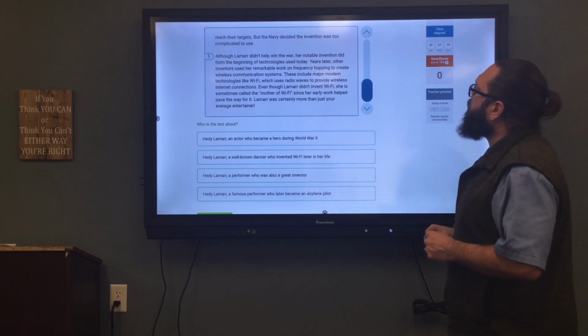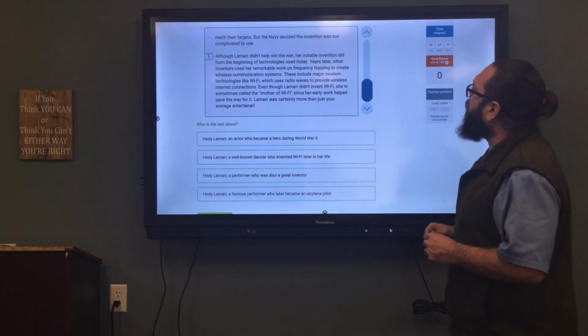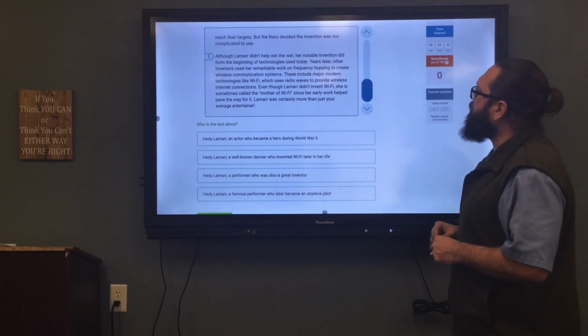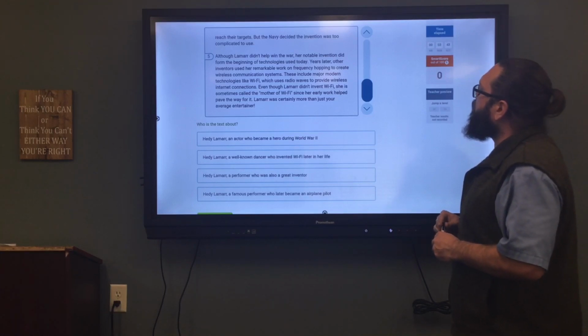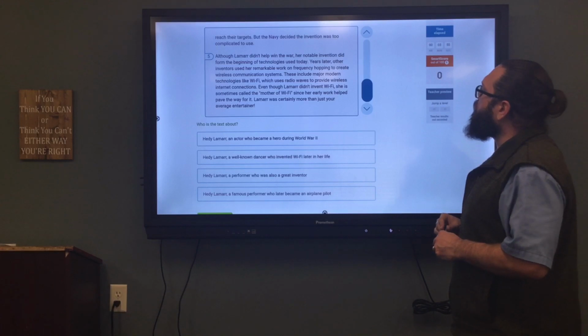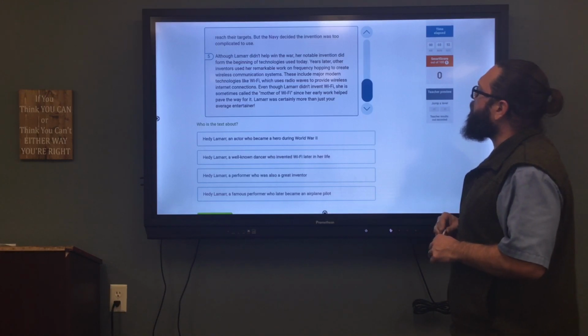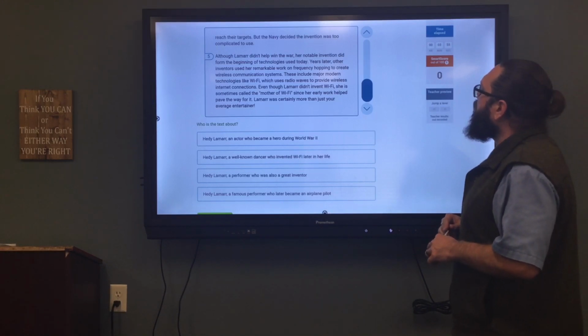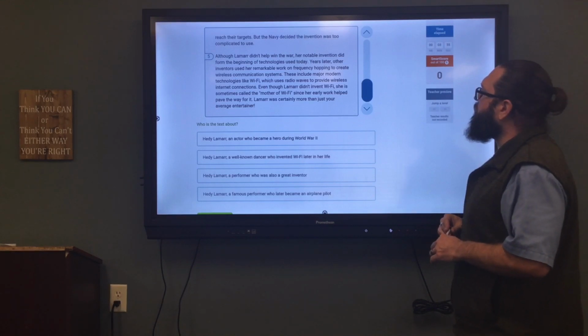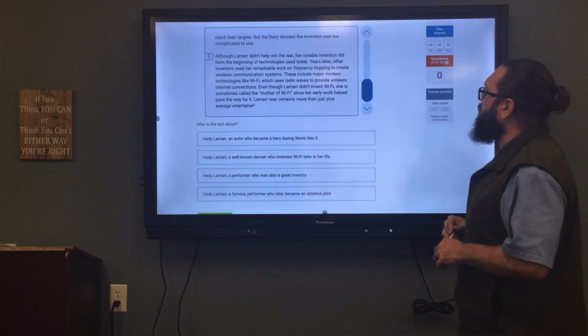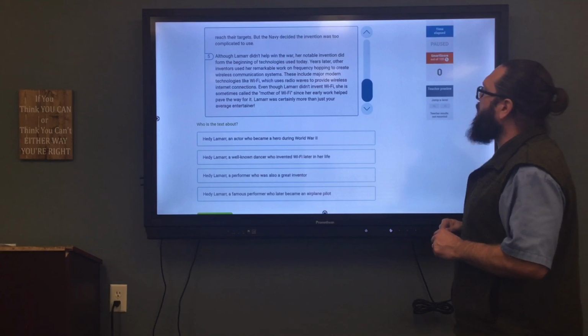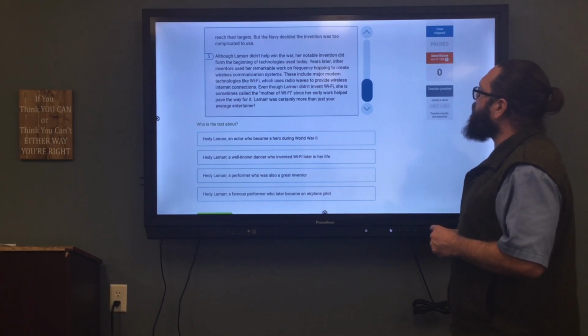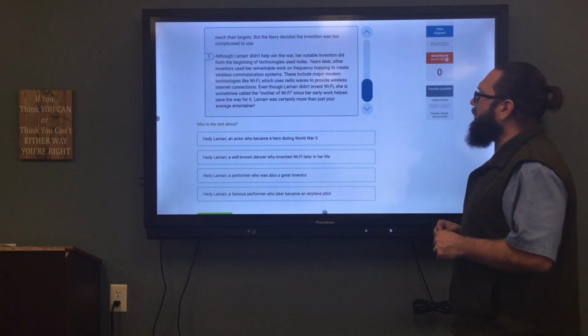Years later, other inventors used her remarkable work on frequency hopping to create wireless communication systems. These include major modern technologies like Wi-Fi, which uses radio waves to provide wireless internet connections. Even though Lamarr didn't invent Wi-Fi, she is sometimes called the mother of Wi-Fi, since her early work helped pave the way for it. Lamarr was certainly more than just your average entertainer.